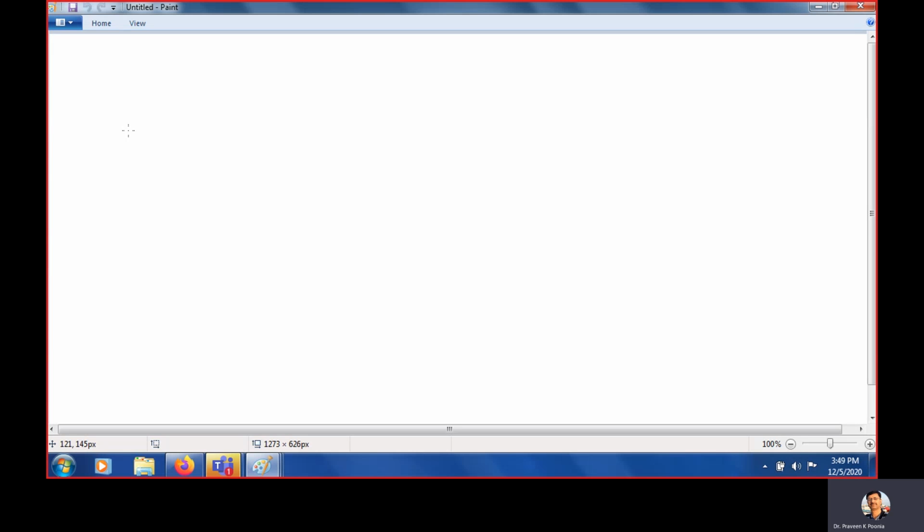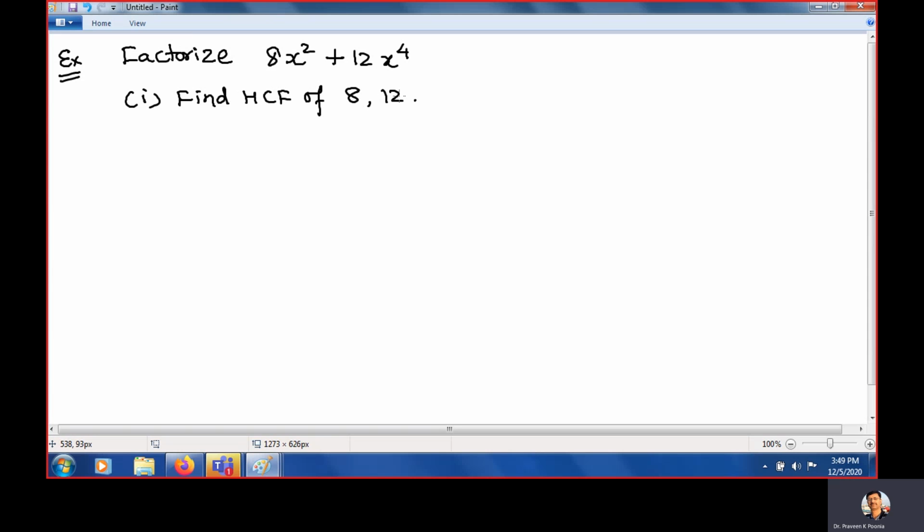Okay, now we will try to find out the factors of some simple expressions. Example, factorize 8x power 2 plus 12x power 4. Clear? So what is the step number 1? Step number 1 is find the HCF of 8 and 12. This is step 1.